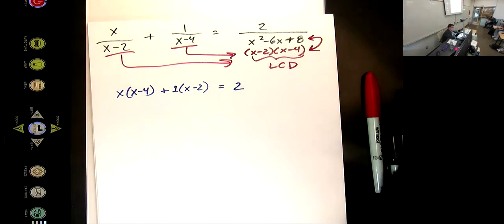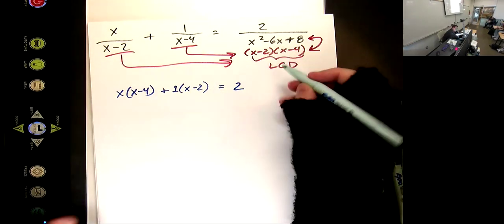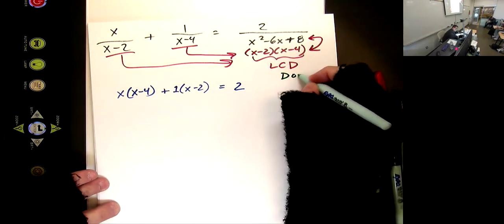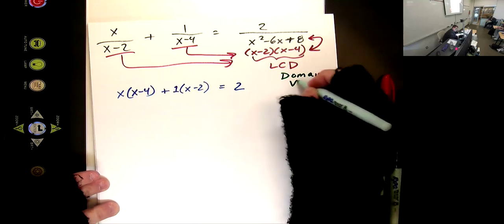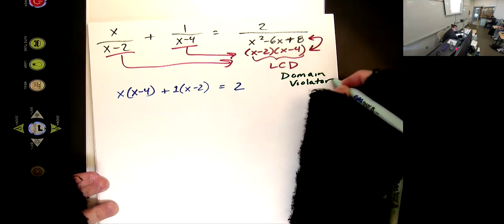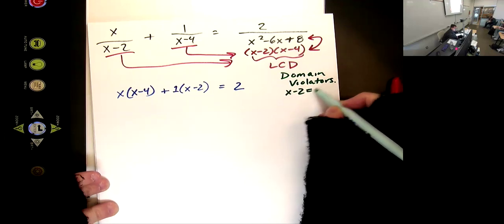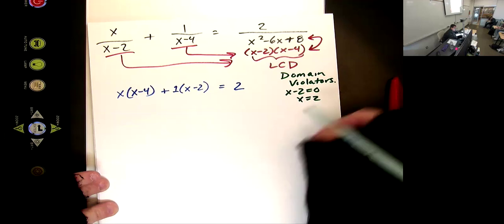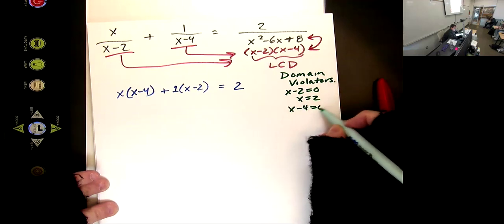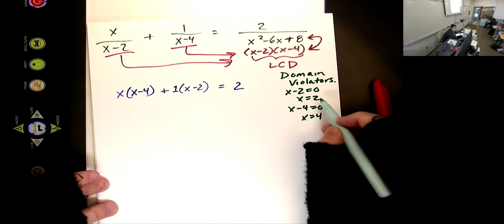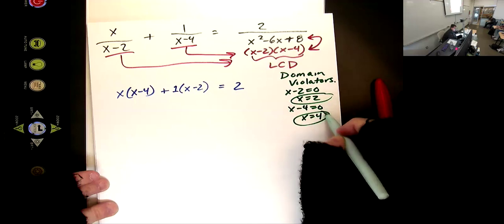Before I go further, I want to mark down, what are my domain violations? Domain violators. x minus 2: if I do x minus 2 equals 0, I get x equals 2. If I do x minus 4 equals 0, I get x equals 4. So those two are domain violators. Those are the bad juju.